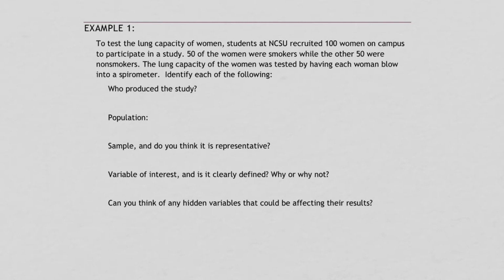It says, to test the lung capacity of women, students at NCSU recruited 100 women on campus to participate in a study. 50 of the women were smokers, while the other 50 were non-smokers. The lung capacity of the women was tested by having each woman blow into a spirometer. Identify each of the following. Who produced the study? Well, that would be the students at NCSU.